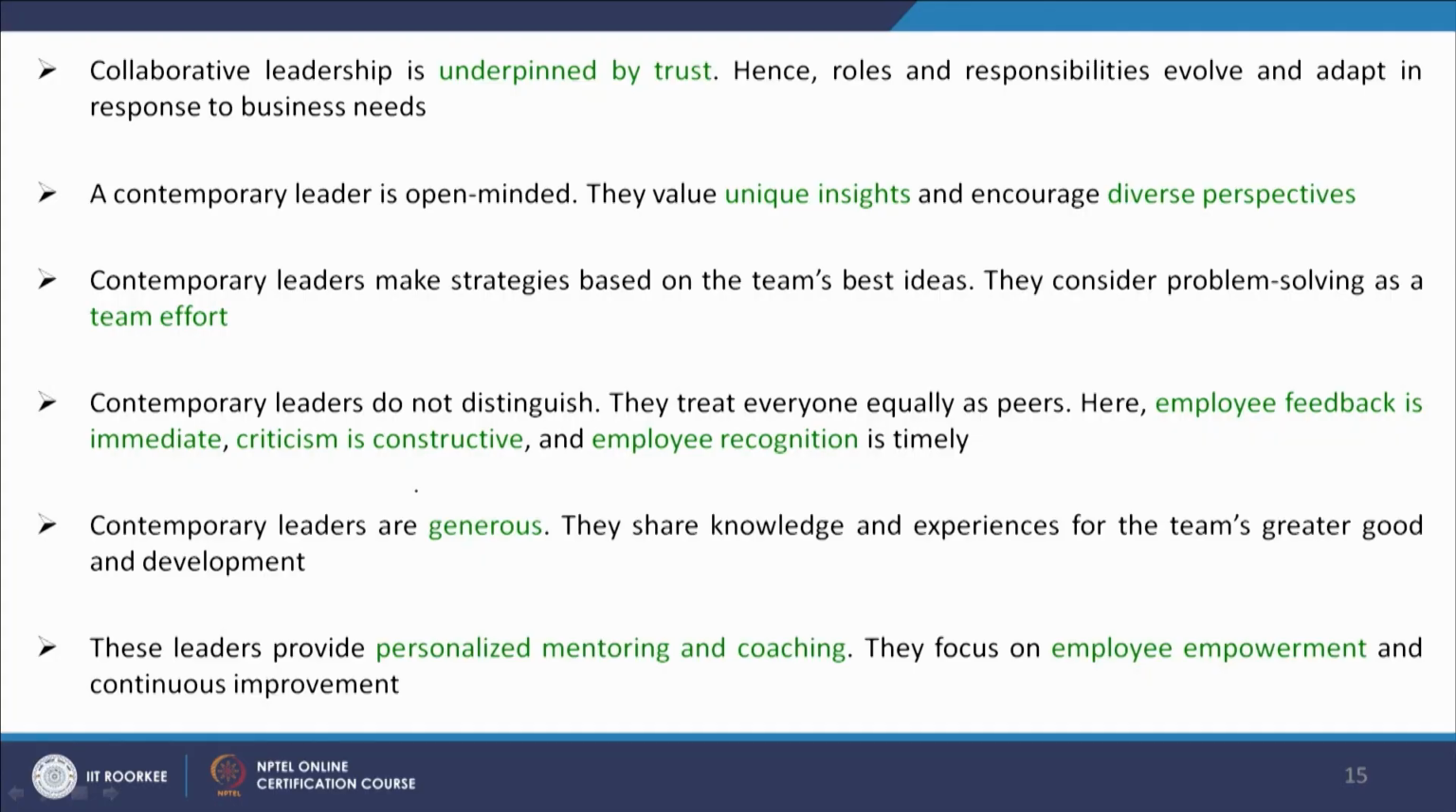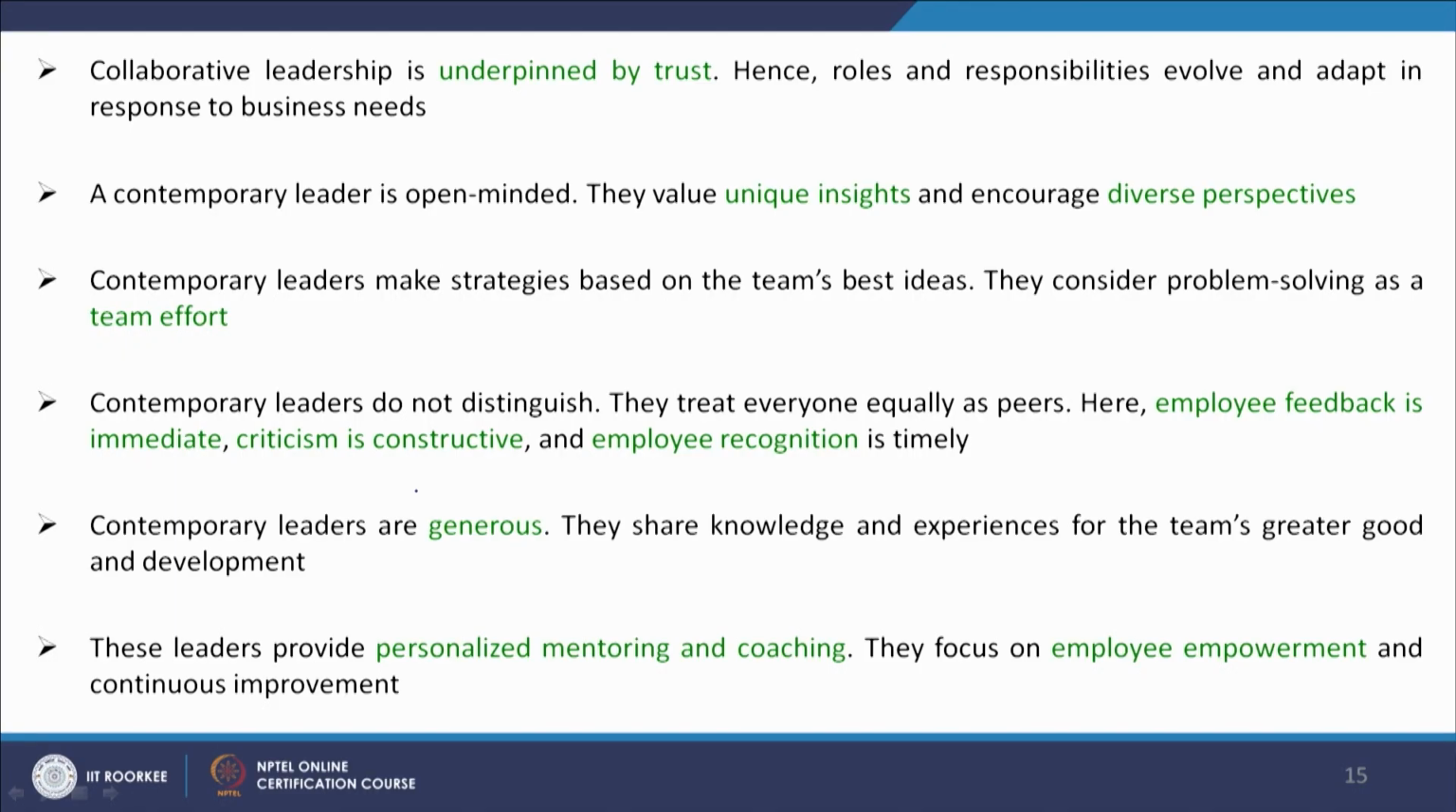Contemporary leaders are generous; they share knowledge and experiences for the team's greater good and development. Since there is no hierarchy, there is no barrier in communication, so there is more generosity from every member, and knowledge sharing is very wide. That means people avoid withholding certain information from other people just to compete with each other; rather they prefer to share information so that members all together can compete at the global level and face the competition.